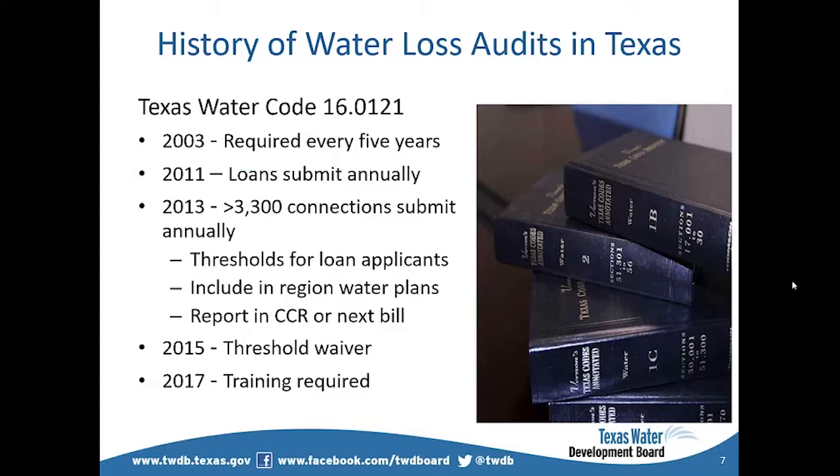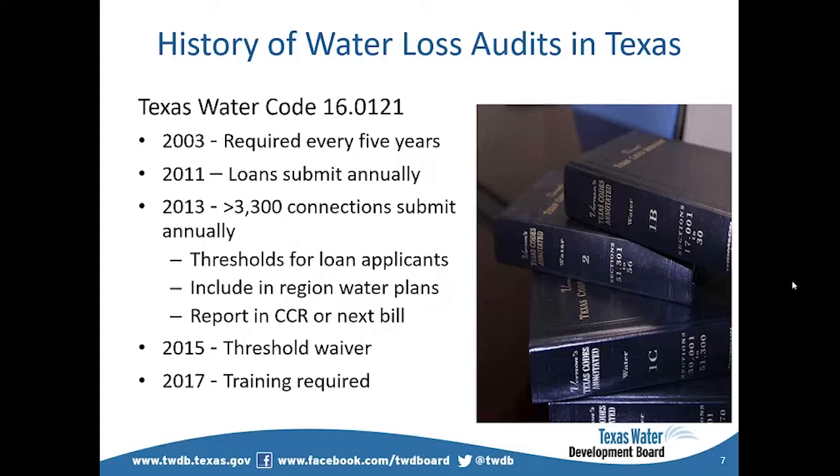So we received those audits for the 2005, 2010, and also 2015 water loss audit reporting periods. In 2011, they went ahead and enhanced the rule by requiring that all retail public utilities with an active loan or grant with us were required to submit a water loss audit annually to the state. And then in 2013, they added that anyone with over 3,300 connections had to submit annually to the Water Development Board. And so 2013 was kind of a busy year at the legislature when it comes to water loss auditing.